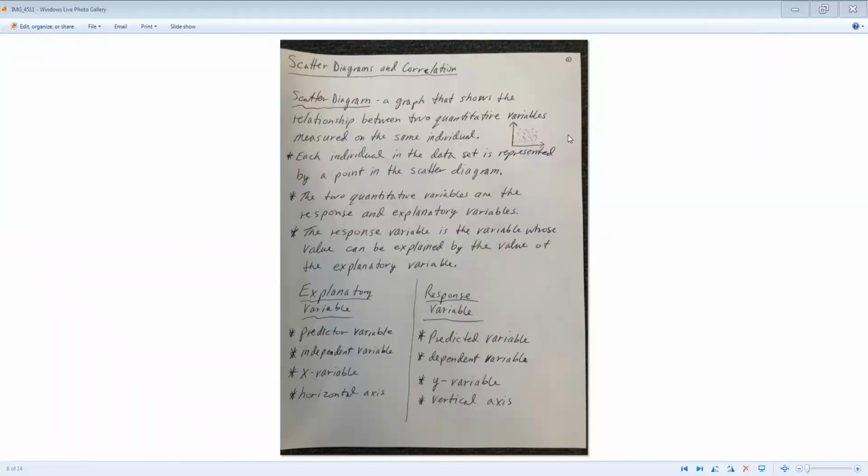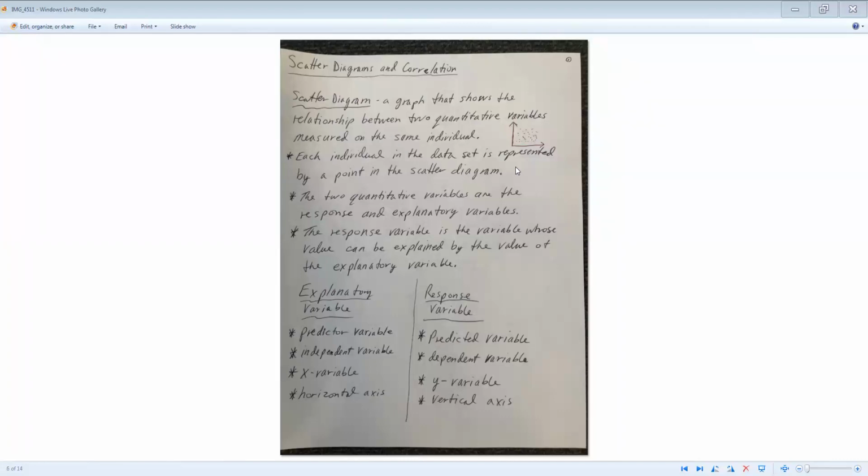This video is on scatter diagrams and correlation. Scatter diagrams or scatter plot diagrams is a graph that shows the relationship between two quantitative variables measured on the same individual. So here's just a general example of how a scatter plot or scatter diagram will look.